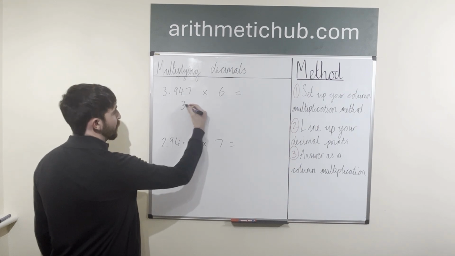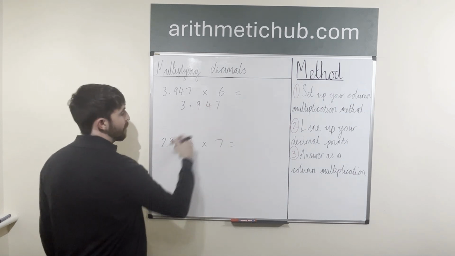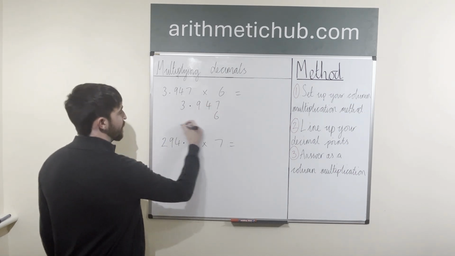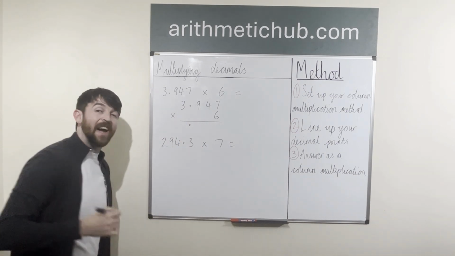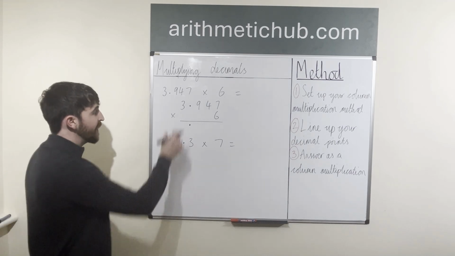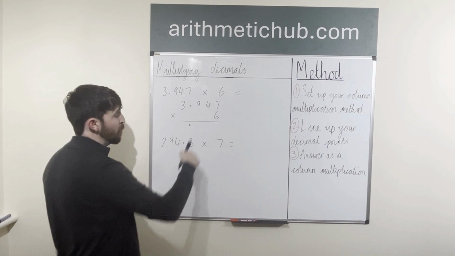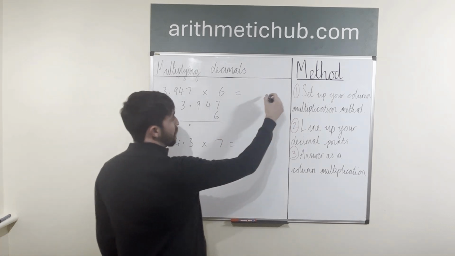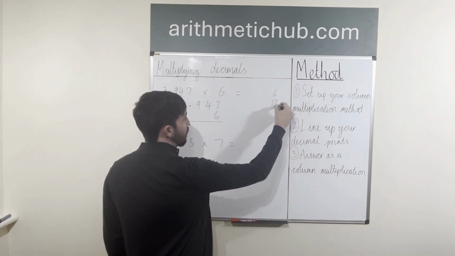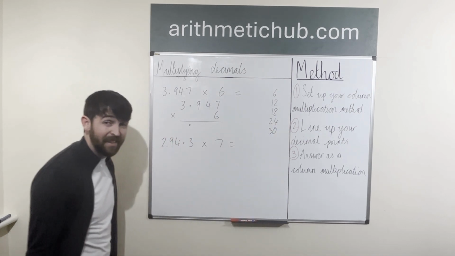So we've got 3.947. We're multiplying it by 6. We line the decimal points up, which is why I think it's so important, as I always say. So I'll give the decimal its own box. And now what we're going to do is a standard column multiplication. I can write down my 6 times tables if I think it's going to help: 6, 12, 18, 24, 30, like that if I need to.